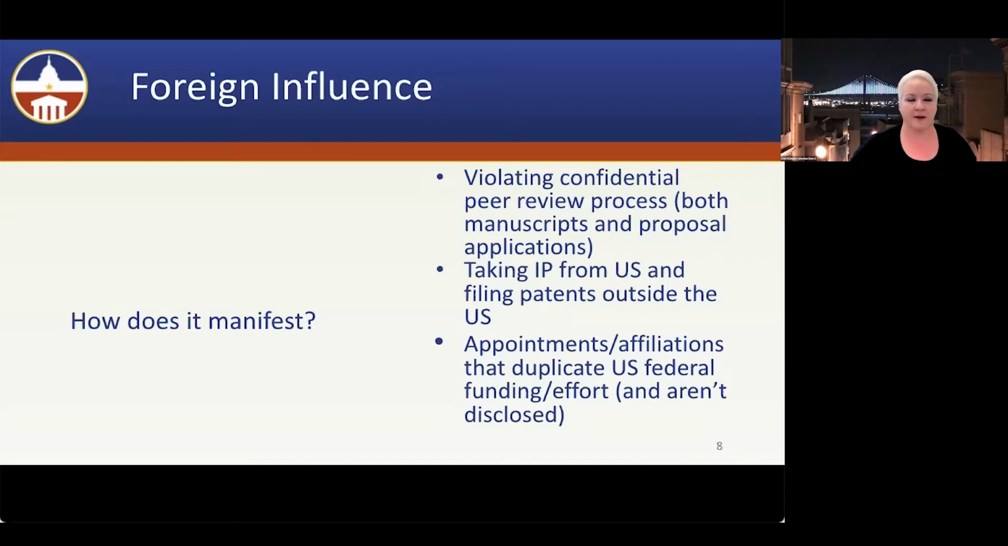And also things like appointments and affiliations with other organizations that duplicate US federal funding or effort and that aren't disclosed. So in the course of a proposal application, if those things are not disclosed, it may not be possible for them to uncover that there is some effort overlap or funding overlap that US federal agencies will want to avoid when they have the right information in front of them. Next slide, please.